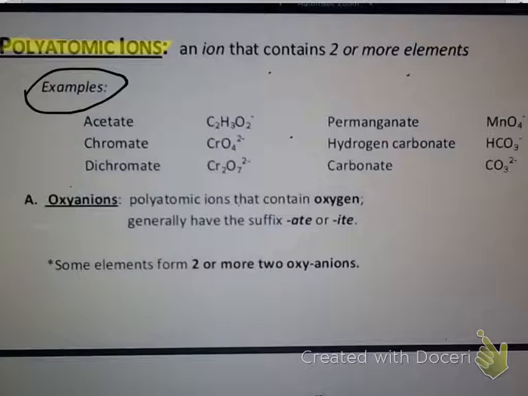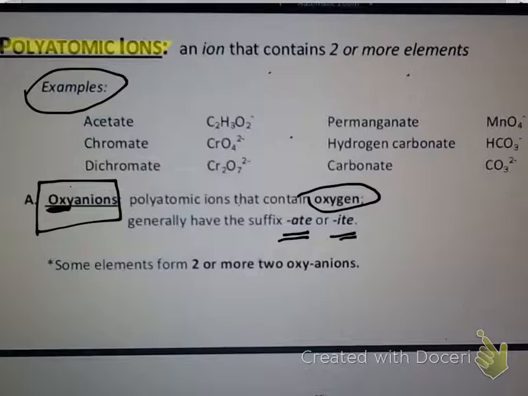So let's talk about a specific class of polyatomic ions called oxy anions. Notice it's got the oxy prefix here. These are all polyatomic ions that are anions that contain oxygen atoms. You will know an oxy anion by its name because usually it will end in the suffix ate or ite. If we look back up at the examples again, here we have acetate, and it contains oxygens. Chromate contains oxygens. Dichromate, oxygens, permanganate, all of these are oxy anions actually, on top of being polyatomics.